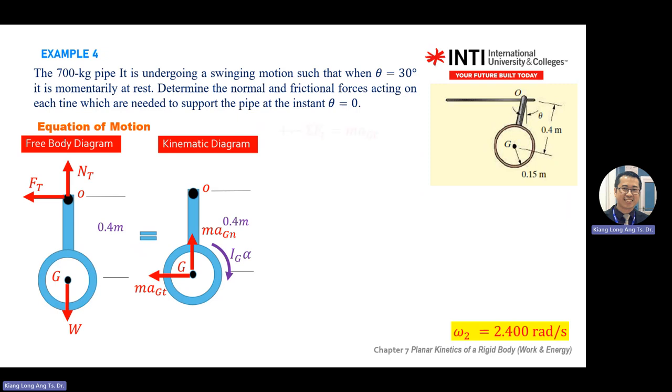Distance is 0.4. You solve using F equal to m a, tangent direction, normal direction, and moment at O equal to I_O alpha. I_O alpha means you need to take I_O equal to I_G plus m d squared. Or you can read, this one cannot, you have two bodies there. So I just give you the answer.